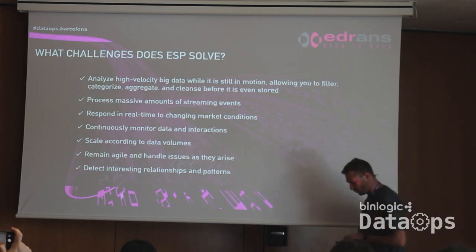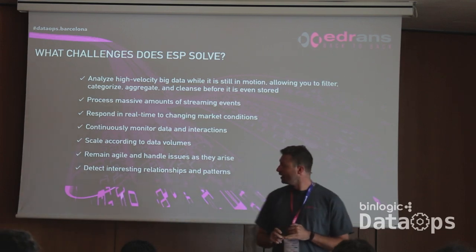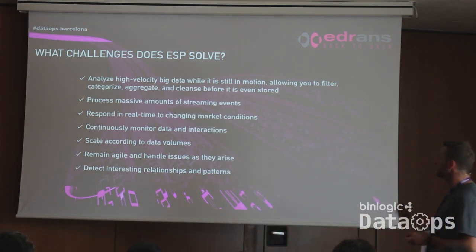So what challenges can we solve with event stream processing? We can analyze high-velocity big data while it's still in motion, and that allows us to process massive amounts of streaming events. So we can respond in real time to changing market conditions. If we continuously monitor data and interactions, we can scale according to the volume or traffic we're having at that moment. And that will turn us into an agile company. I mean, we can handle issues as they arise as quickly as possible. And also, again, detect interesting relationships and patterns.